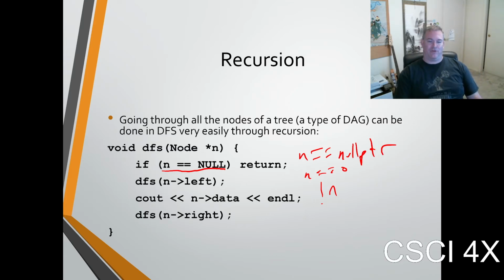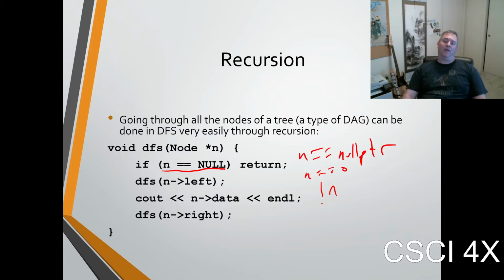How can I crash? How can I feed a valid binary search tree to this algorithm that will cause it to crash?